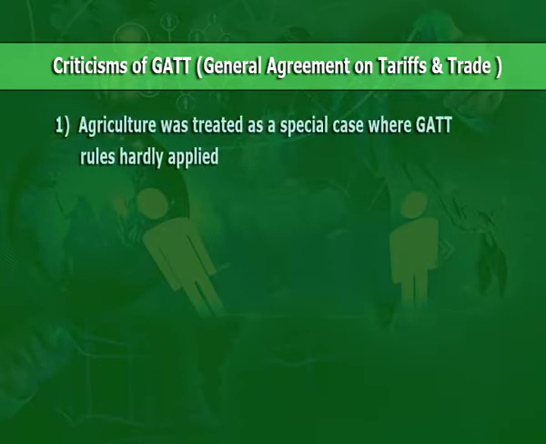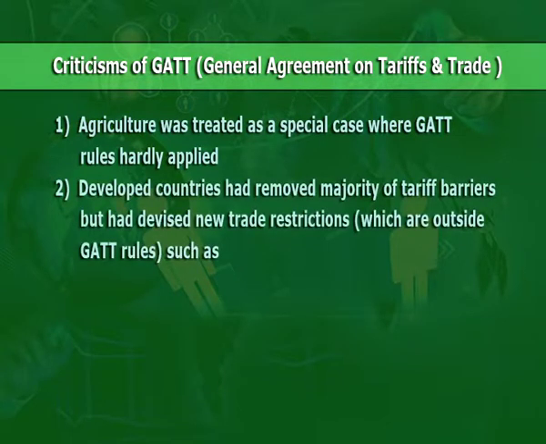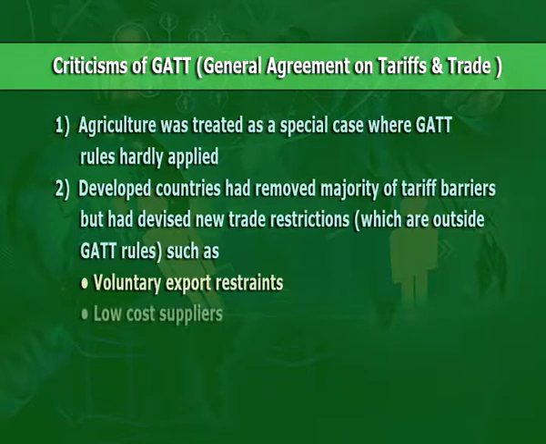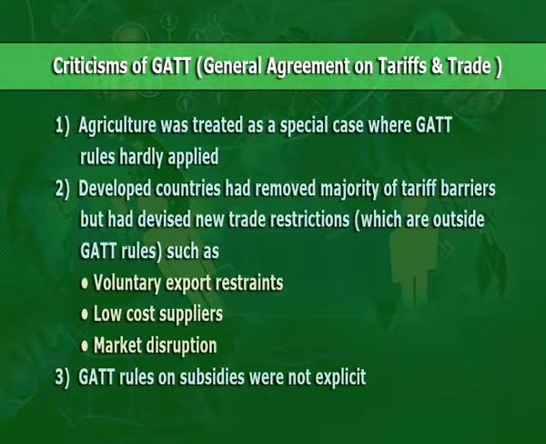Friends, now let us look at major criticisms of the General Agreement on Tariffs and Trade. Point number 1, agriculture was treated as a special case where GATT rules hardly applied. Point number 2, developed countries had removed the majority of tariff barriers but had devised new trade restrictions which are outside GATT rules, such as A. Voluntary export restraints, B. Low-cost suppliers, C. Market disruptions. The third criticism of GATT is that GATT rules on subsidies were not explicit.